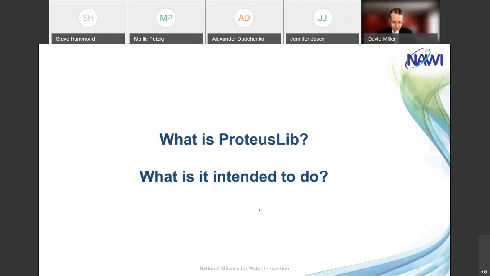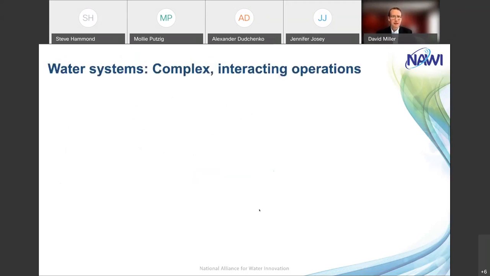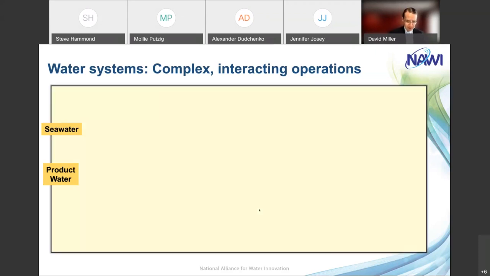So let's start off with the question of what is ProteusLib and what is it intended to do? And to do that, let's think about water systems. Really, you need to think about water systems as being complex, interacting operations. So if we take an example of seawater that we want to desalinate in order to have a product water that we can use for a number of different applications, we will want to think about how we design the system to do that, so that we can have our seawater coming in and our product water coming out.